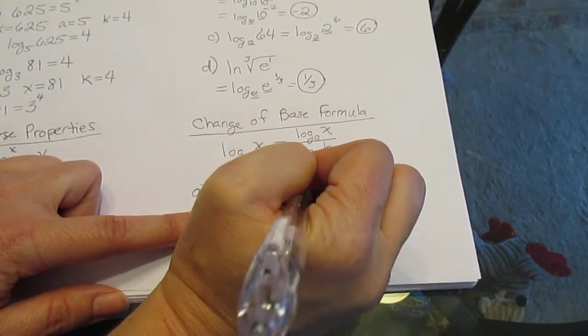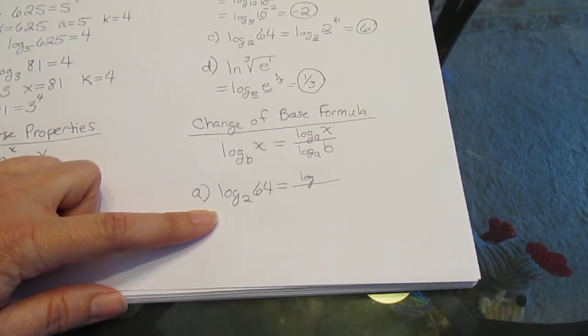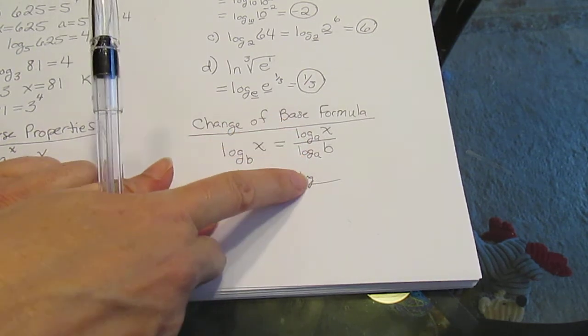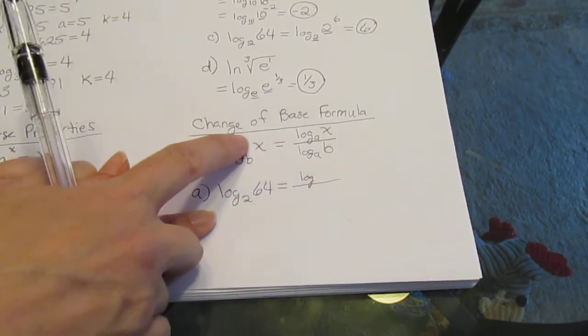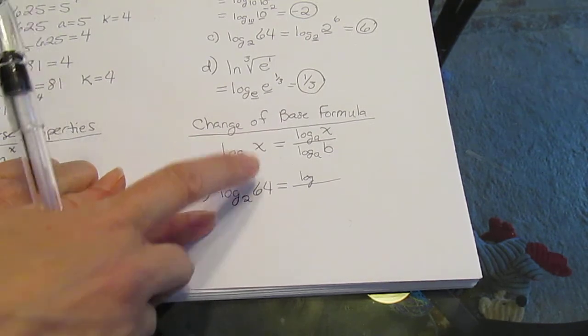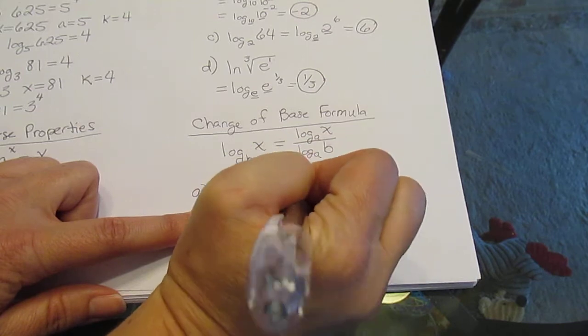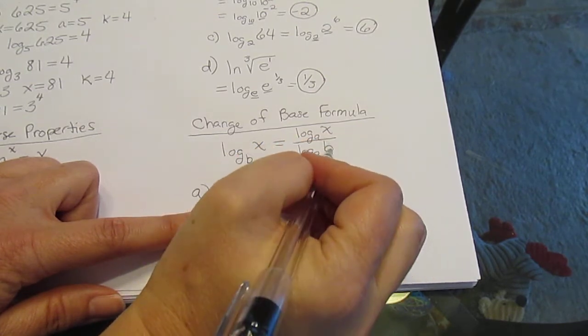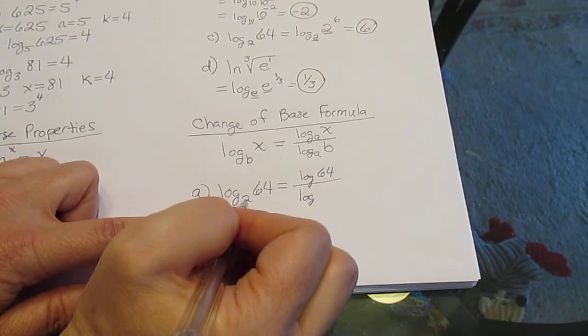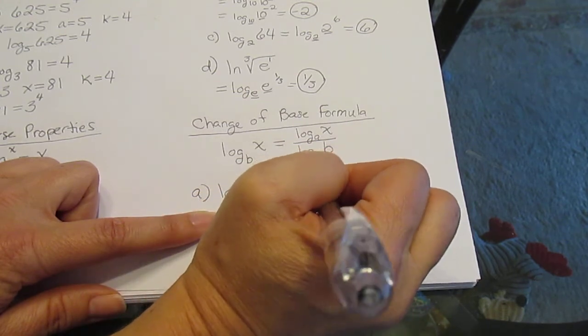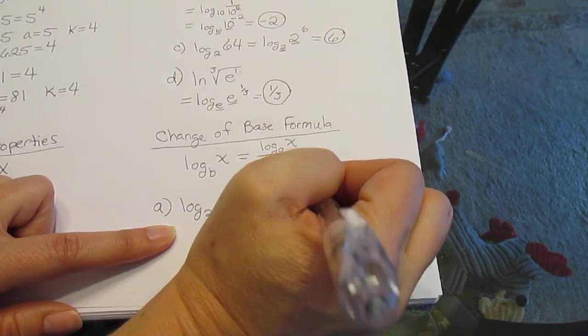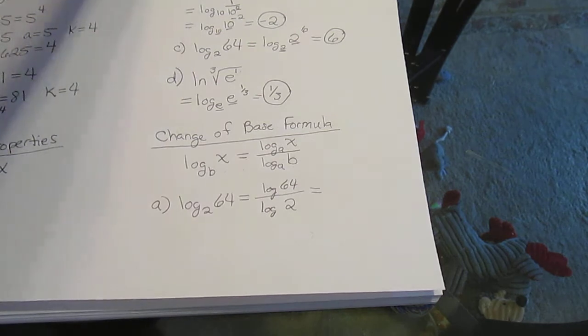I've got log, and I'm going to use base 10 because it's usually what people like to use. So my a in this case is 10. And then the x, well, that's whatever you were taking the log of. So the 64 goes on top over log. The b is the base. That was 2. And then you just plug that into your calculator.